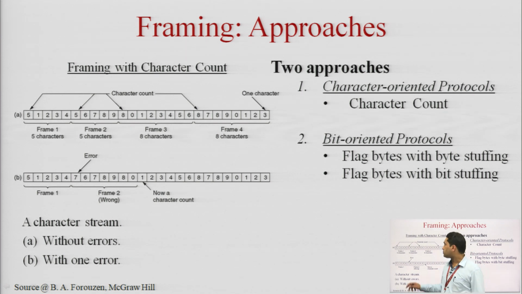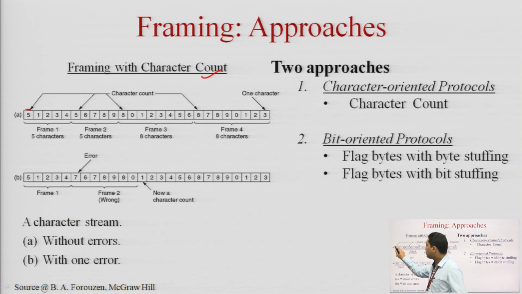See this diagram. This diagram is for the character oriented approach. The character count is there. I am sending the first frame, and prior to the frame, I am saying that this will carry my 5 words. The 5 is again 1 word. So I am saying the first frame will carry 5 words. This 5 is of no use, I am removing it because it is just the count value, and 1, 2, 3, 4, this is my data.